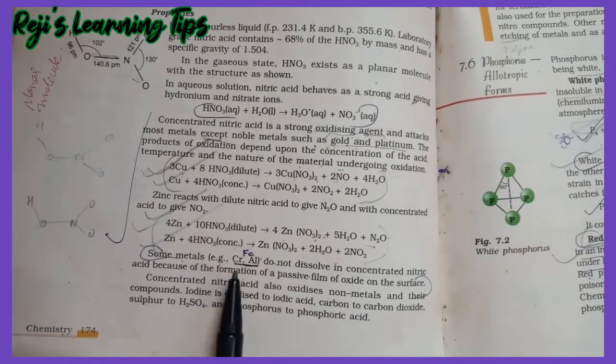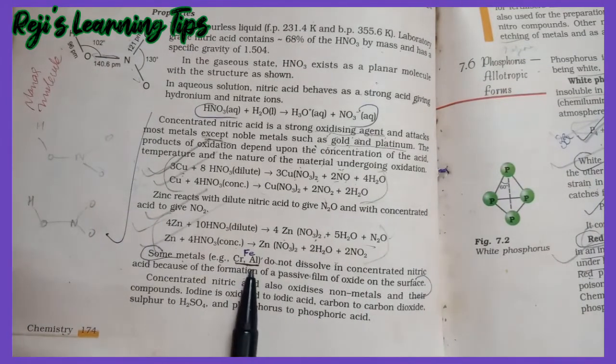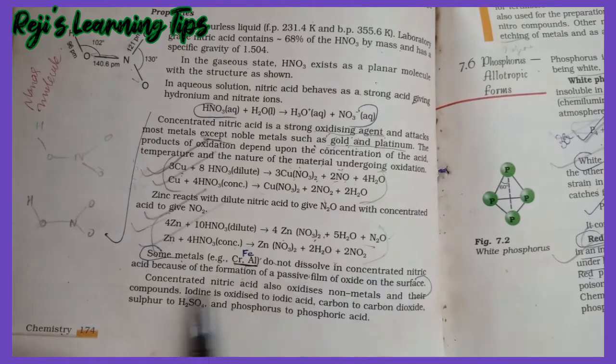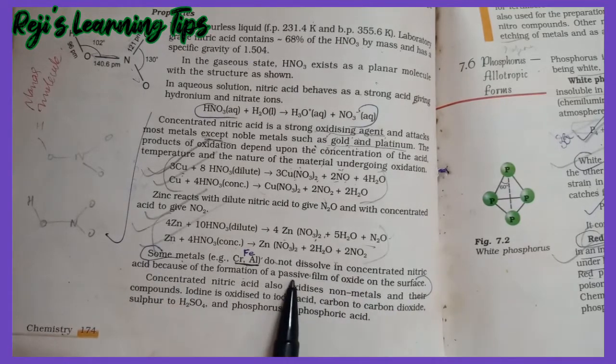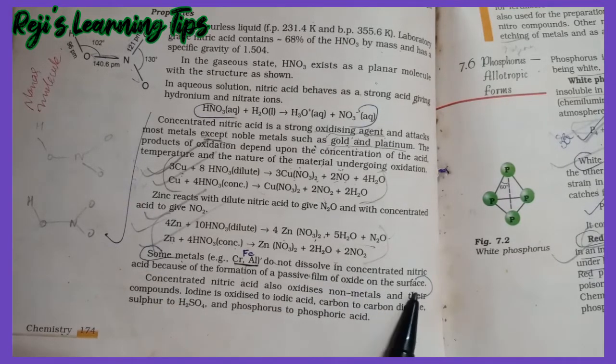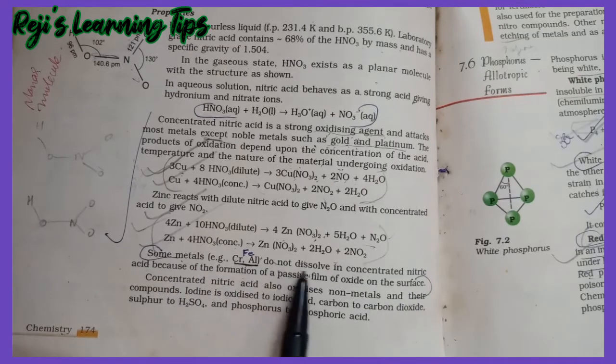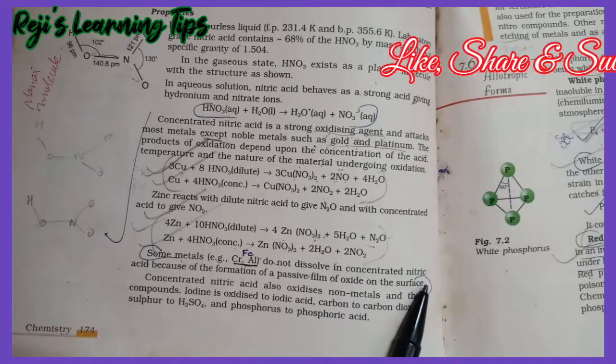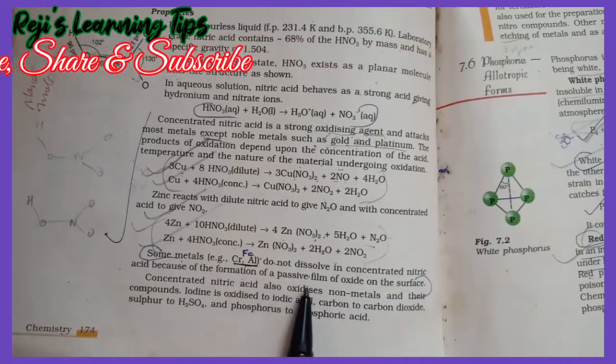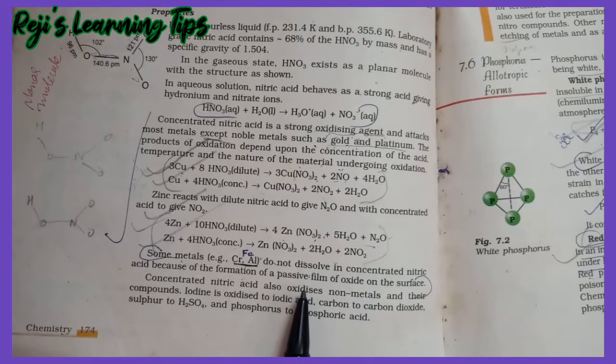Some metals, for example chromium and aluminium, do not dissolve in concentrated nitric acid because of the formation of a passive film of oxide on their surface.